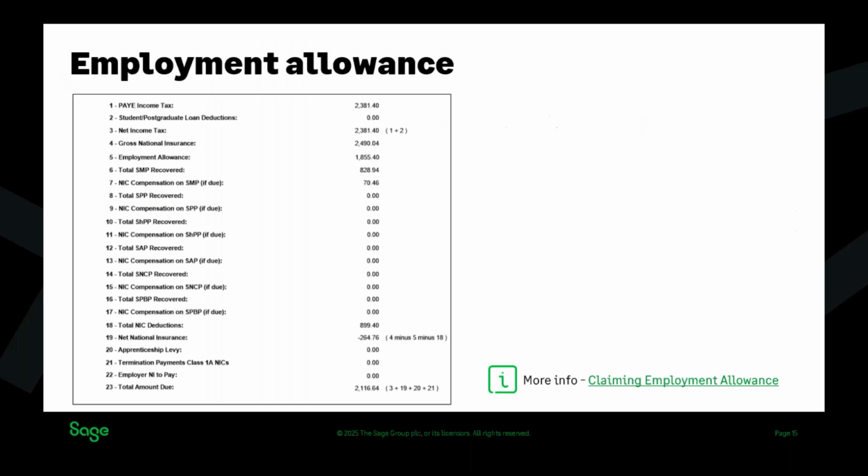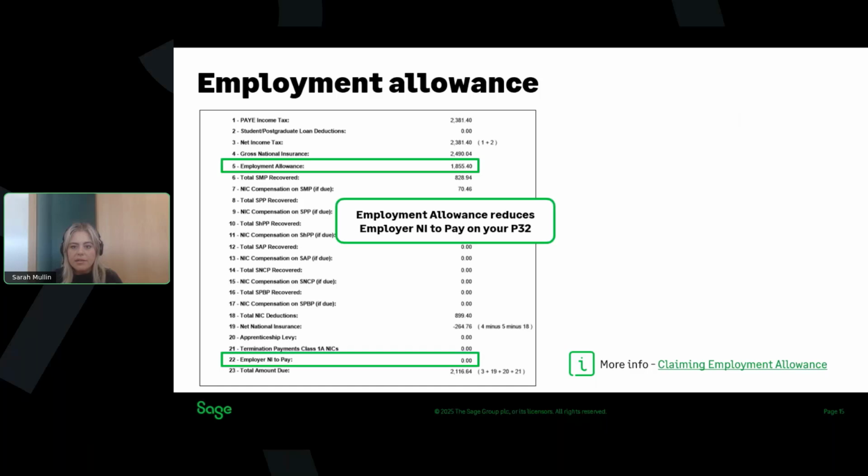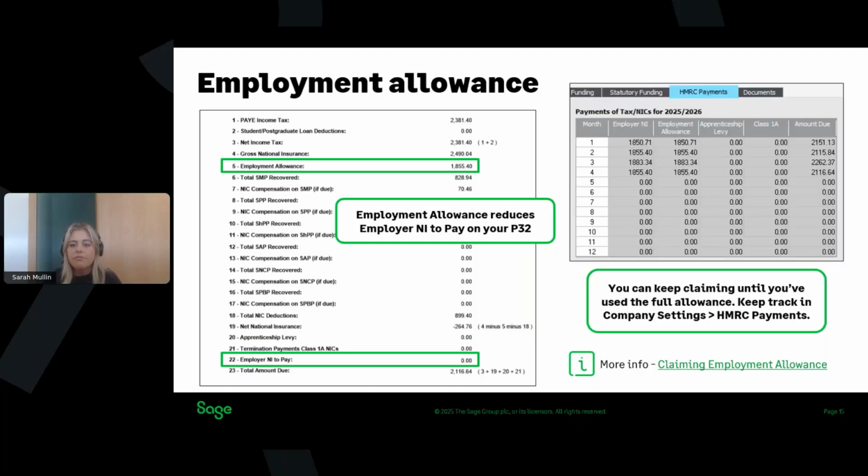So I do just want to run through a little bit of a recap of that. What we've done is we can check line 5 on the P32 and 22 just to see what is left to pay. You can keep claiming until you've used the full allowance, which is the £10,500. And you can keep track of that within your HMRC payments tab in your company settings.